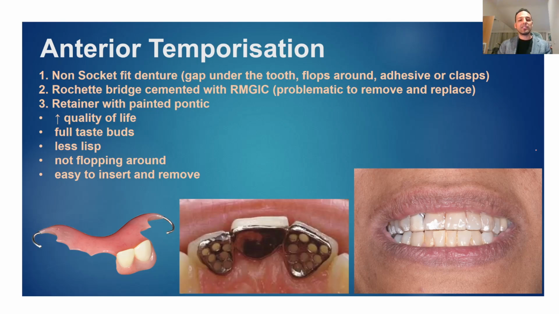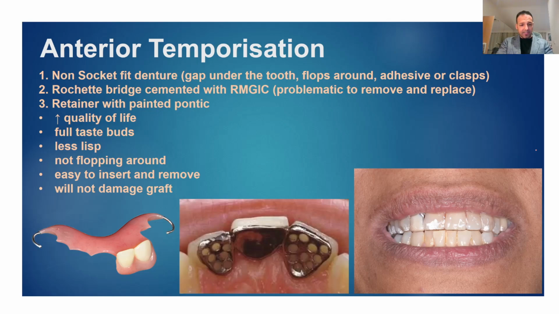It's easy to insert and remove, not only by the patient, but also by me. I've had so many times where I've got to remove a Rochette bridge and replace it for the second stage surgery or the gum graft or something. And each time I take the Rochette bridge off, it's never in the same form, and it doesn't fit as well. So this is why I prefer to do retainers with pontics if patients will accept it, and it won't damage the graft.